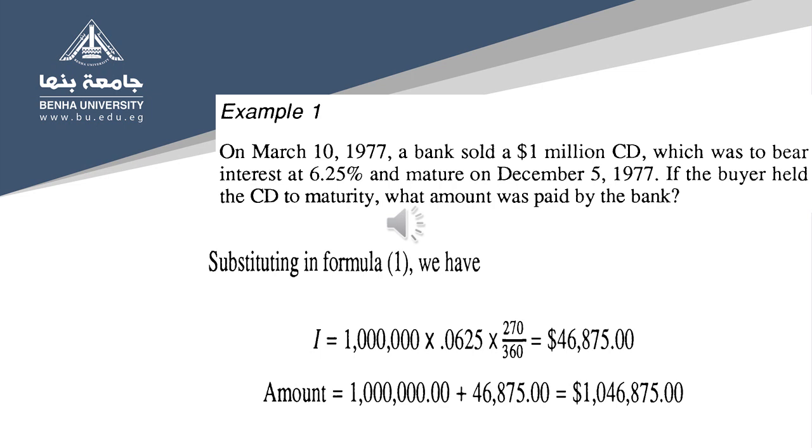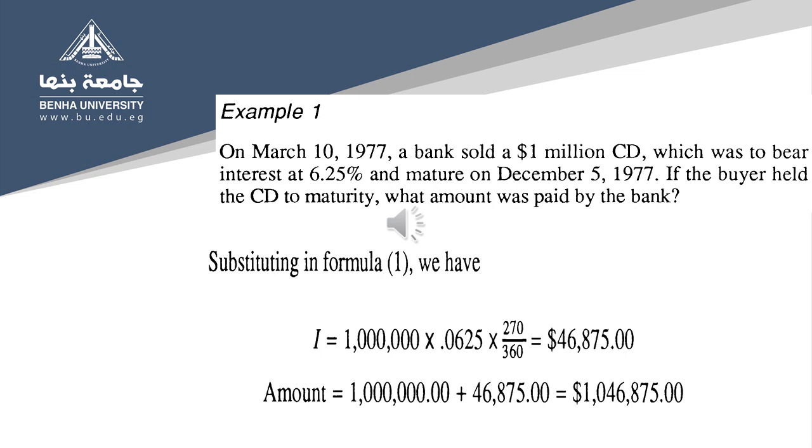1977, a bank sold a $1 million CD, certificate of deposit, which was to bear interest at 6.25% and mature on December 5 in the same year, 1977. If the buyer held the CD to maturity date, settlement date, focal date, what amount was paid by the bank?